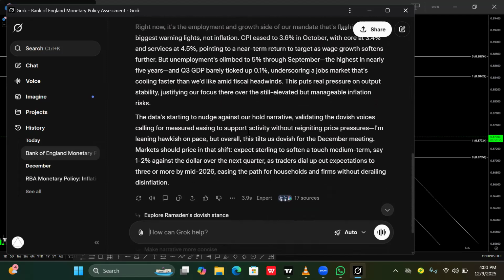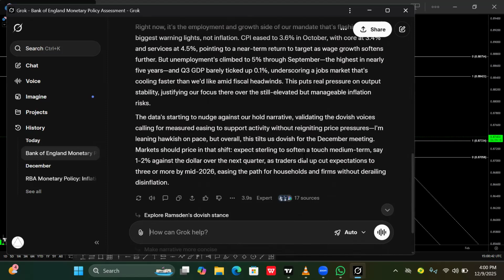Now, the Bank of England is actually saying that they're not worried about inflation, but they're rather worried about employment and the downside to the labor market. Now, the data is starting to nudge against our hold narrative, validating the dovish voices, calling for measured easing to support activity without reigniting price pressures. I'm leaning dovish on pace. Overall, this tilts us dovish for the December meeting. Markets should price in that shift.